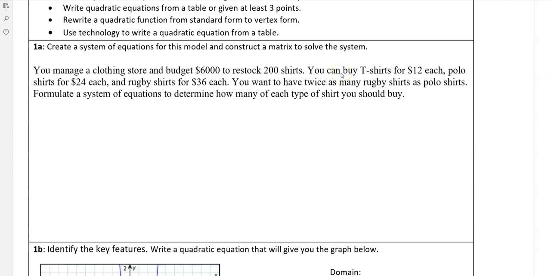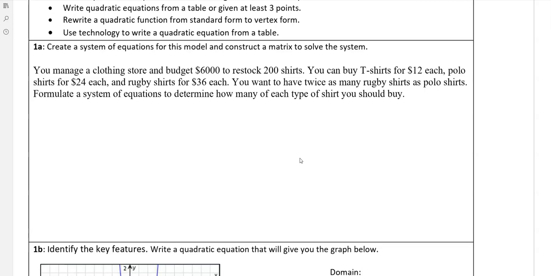All right, class, this is number 1A on your review. So we have this word problem here. We need to figure out a matrix, be able to construct the formulas and create a matrix to solve this system. So you manage a clothing store and budget $6,000 to restock 200 shirts.